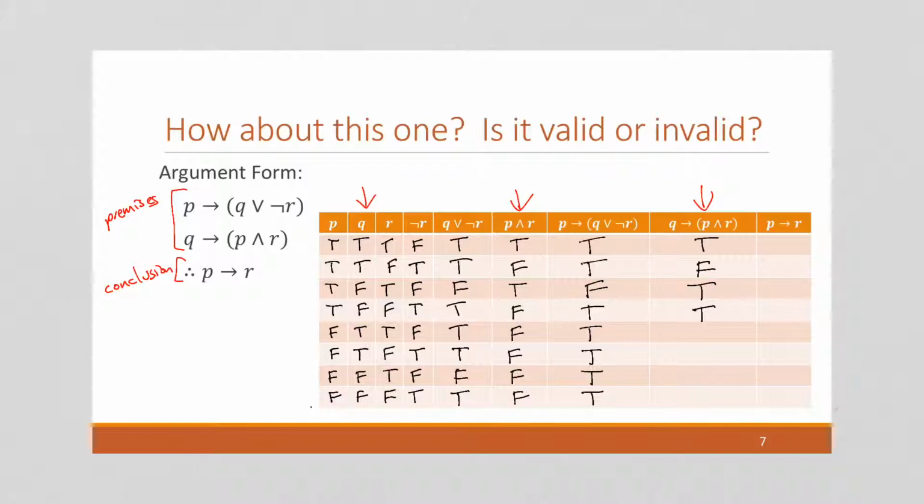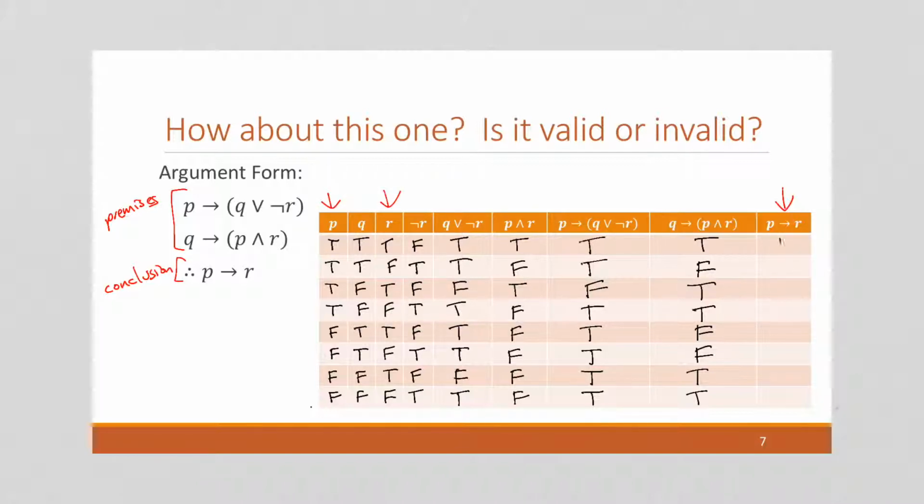And then we have true implies false, that's false. And true implies false, that's false. Hardest thing about these is keeping track of which column you're doing. False implies false is true, and false implies false is true. Okay, we're almost done. Let's look at this last column. This is the conclusion, and it's going to be P implies R.